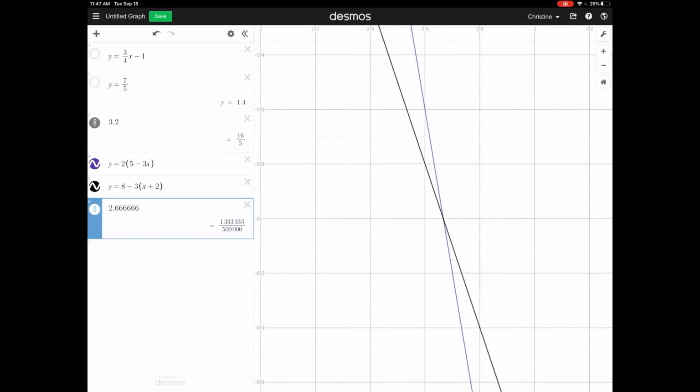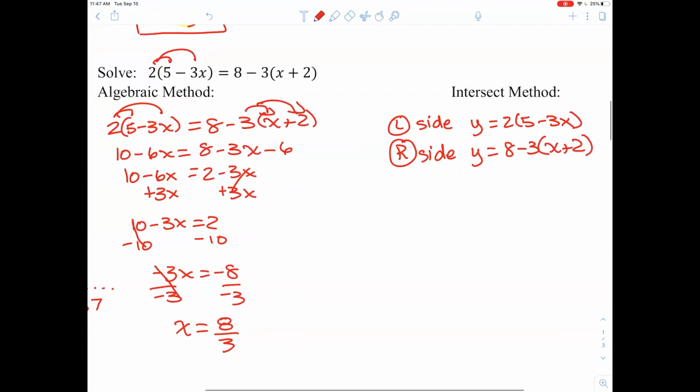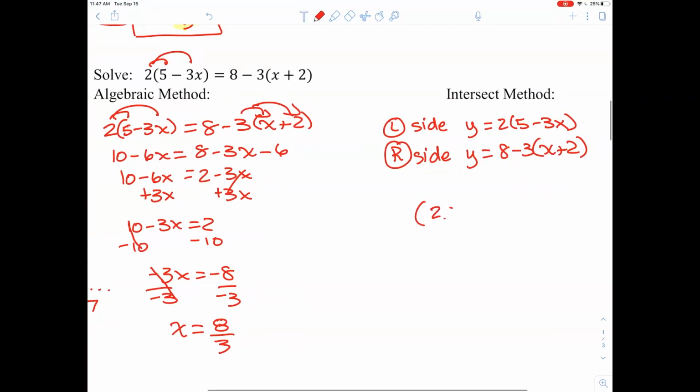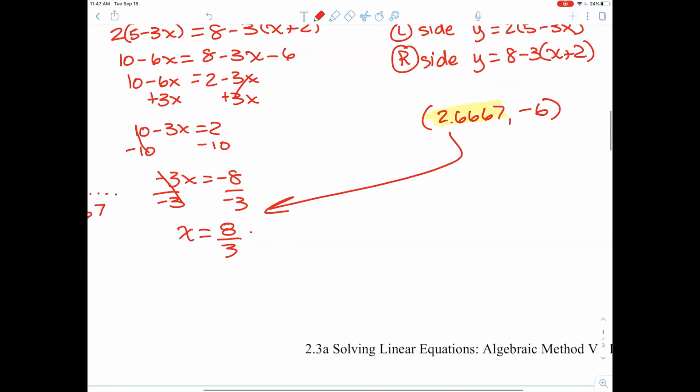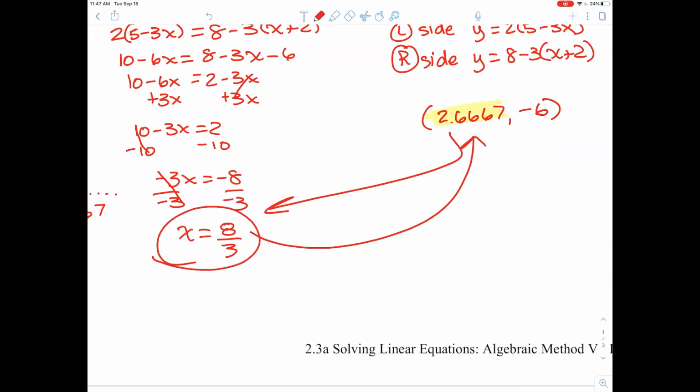So remember, when you get answers like 0.6667, that's 2/3. So it's 2 2/3. So again, our point is 2.6667, negative 6, and that is a rounded solution. So we get 2.6667, negative 6. Our concern is here. So how do we verify that that's that? Well, sometimes it's easier to turn that into that, but this is my preference for homework.